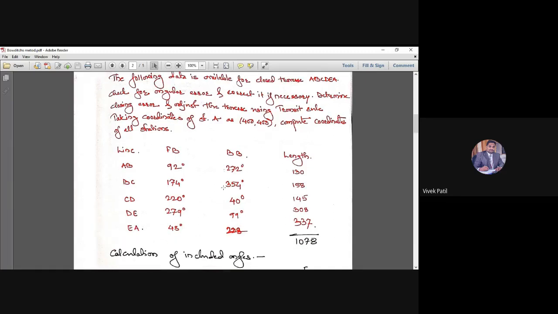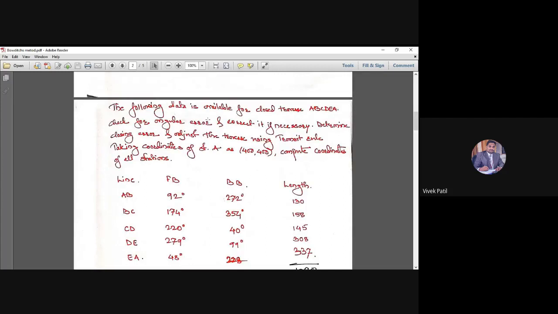Then they have asked that for the angular error, if it is there, we have to check it, and if it is necessary, we have to correct it. So let us check whether the angular error is there or not. For that, we have to calculate the interior angles. If there is an error in the interior angles, then we have to correct them, and then we go for the calculation of latitude and departure. And if there is error in the latitude and departure, then we have to balance it using the transit rule. But for this, we are going to use both the methods.